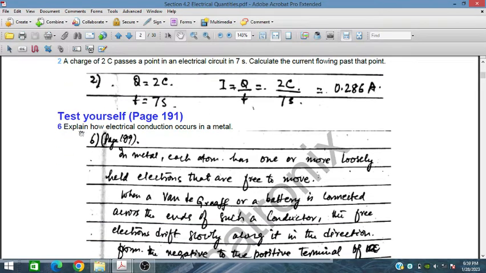Test yourself. Explain how electrical conduction occurs in a metal. How does electrical conduction occur in metal?